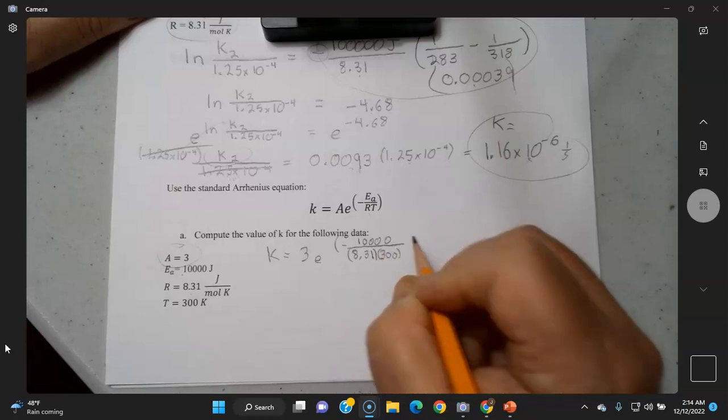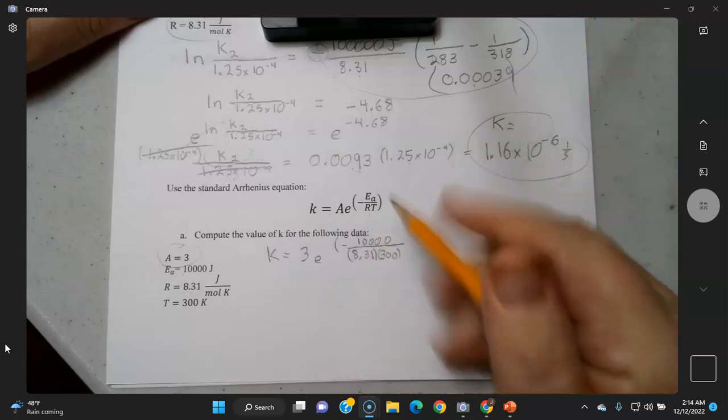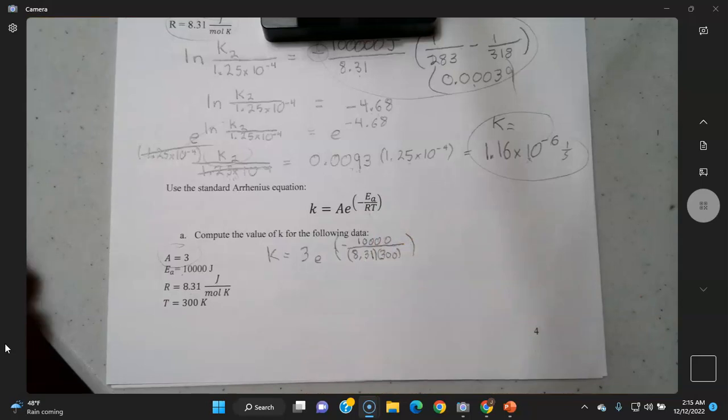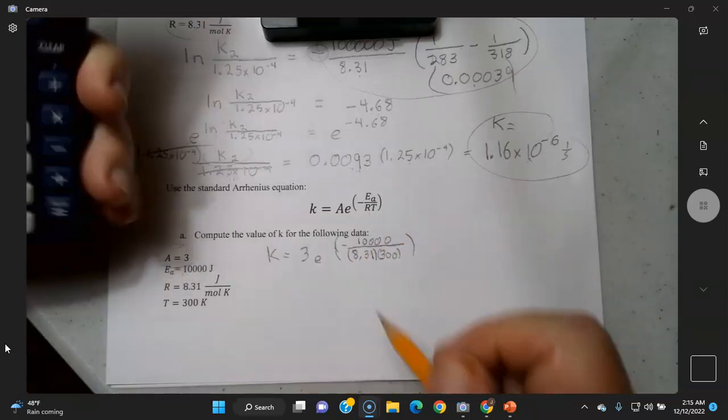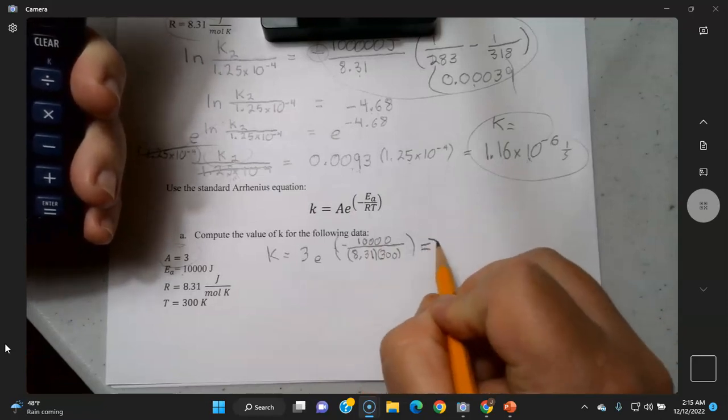So this one's a little bit tricky to do. So all that's in parentheses there. All right, so here we go. We're going to do this first. Here's what I would do. I would just do this number first and then write it down. So that's what I'm going to do.